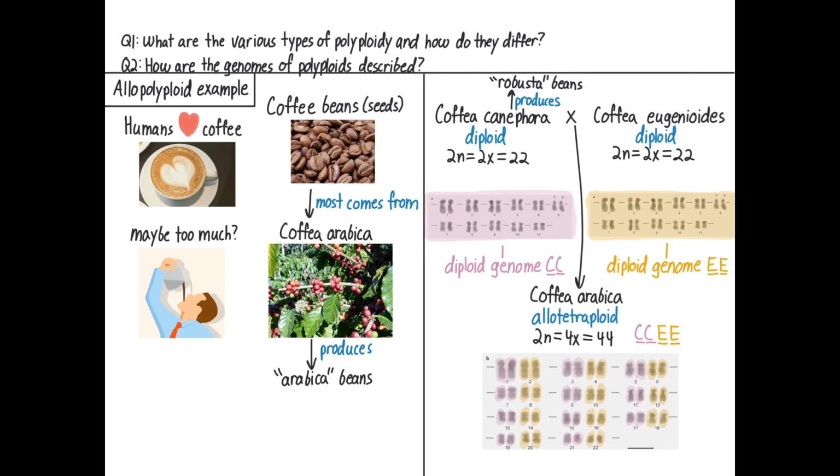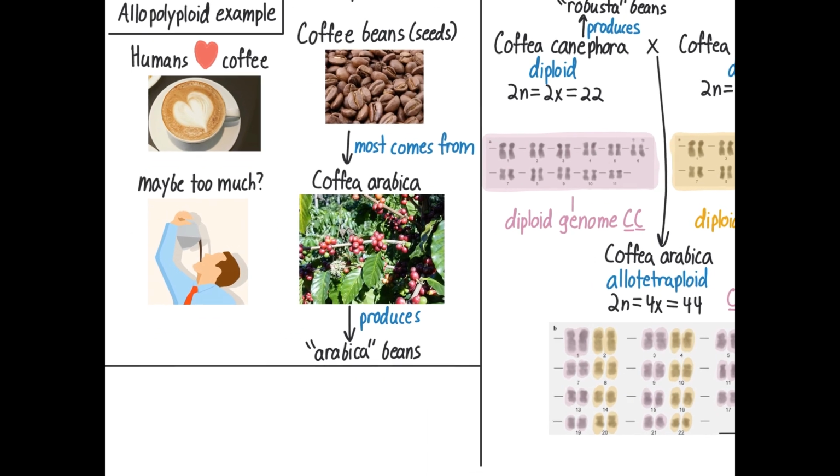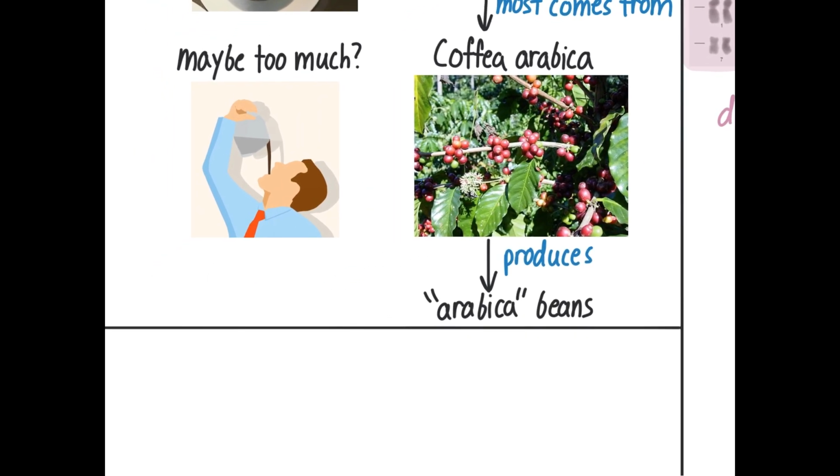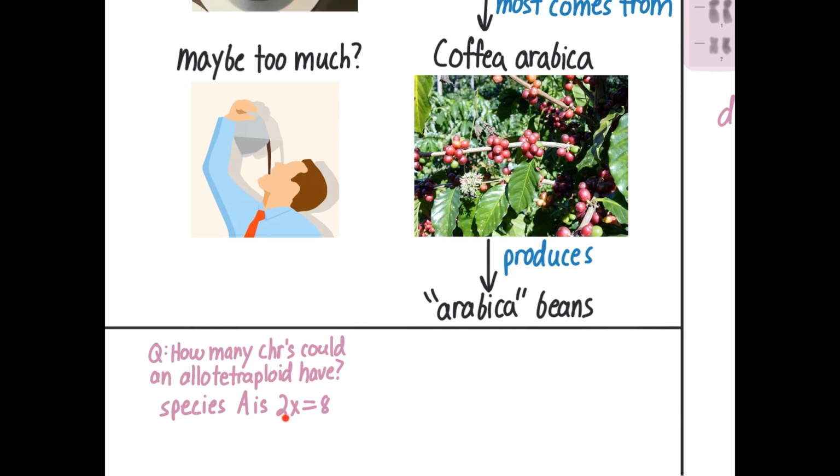However, when an allopolyploid is formed, the 2 parent species that formed it don't always have the same number of chromosomes, and they don't always contribute equally to the allopolyploid. Consider the question, how many chromosomes could an allotetraploid have if the parent species are species A, which is 2x equals 8, and species B, which is 2x equals 12? Keep in mind that there are multiple ways a tetraploid can be formed. I'll give you a moment to pause the video and try to answer this question.